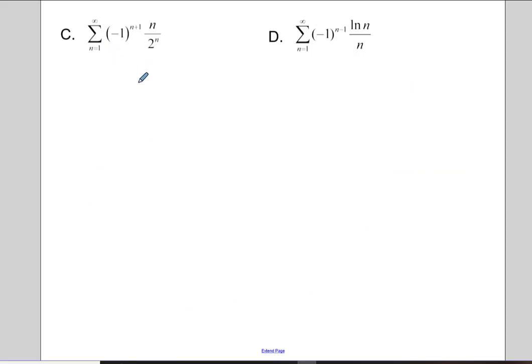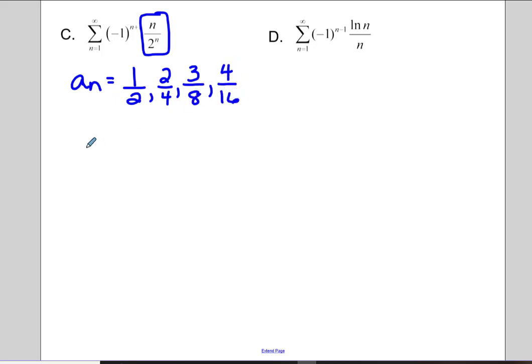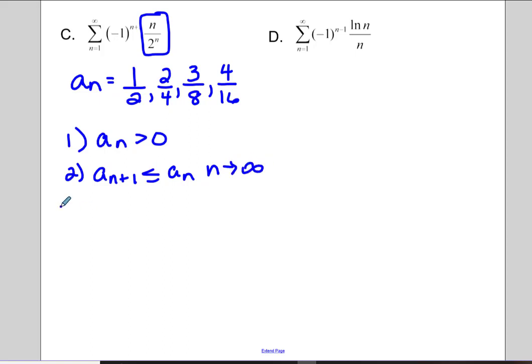In part C, our a sub n terms, let's just go ahead and check those. This is our a sub n terms. We have 1 over 2, and then 2 over 2 squared, and 3 over 2 cubed, and 4 over 2 to the 4th. So they are positive terms. Each term is decreasing as n approaches infinity.